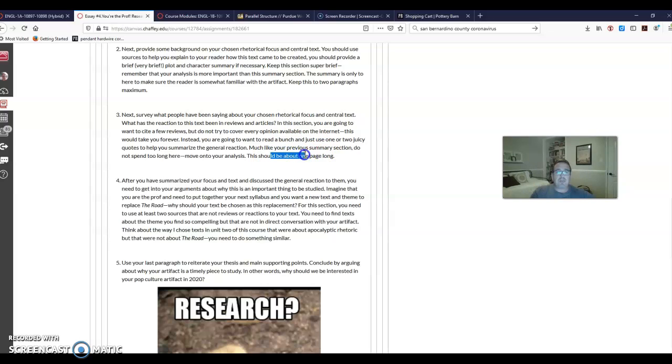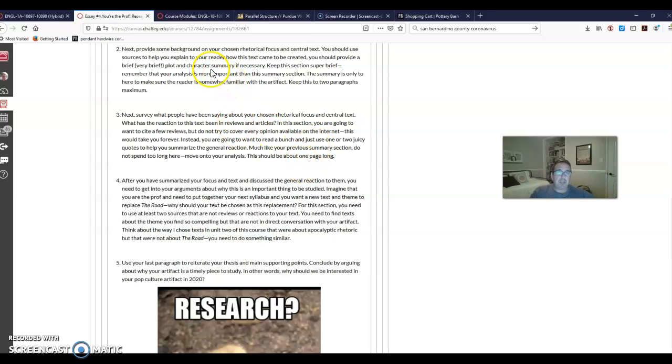Should be about a page, maybe a bit longer because you have to talk about both your rhetorical focus and the central text, right? So don't spend too long here, but you do want to survey what conversations people are having about this rhetorical focus and this central text, like what's going on already in the world regarding these 2 things.